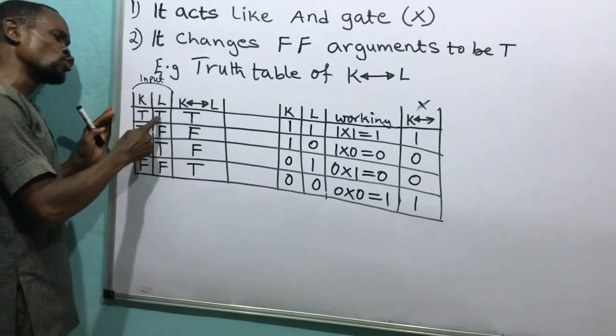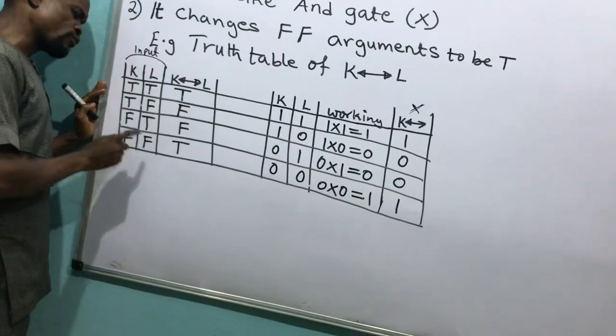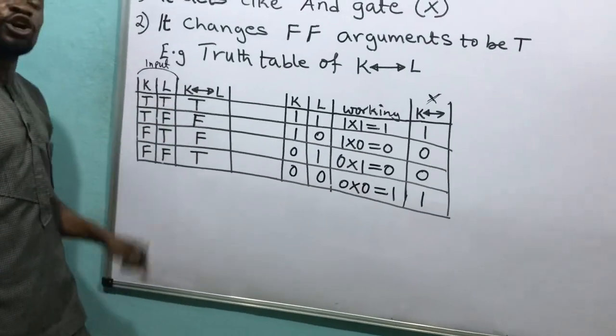Look at it. True, true will give me true. True, false will give me false. False, true will give me false. False, false will give me true. That's how this man judged his own case.